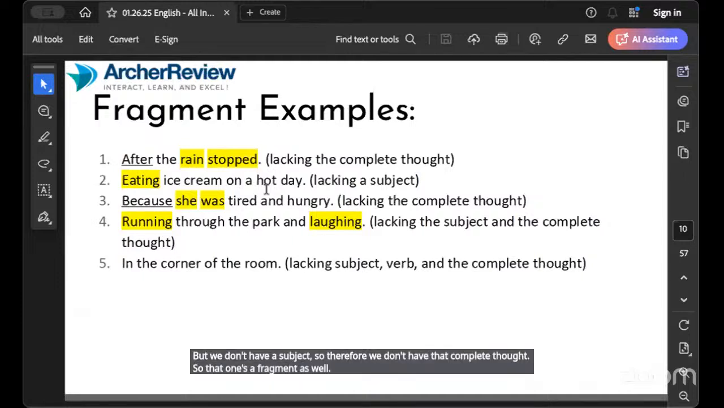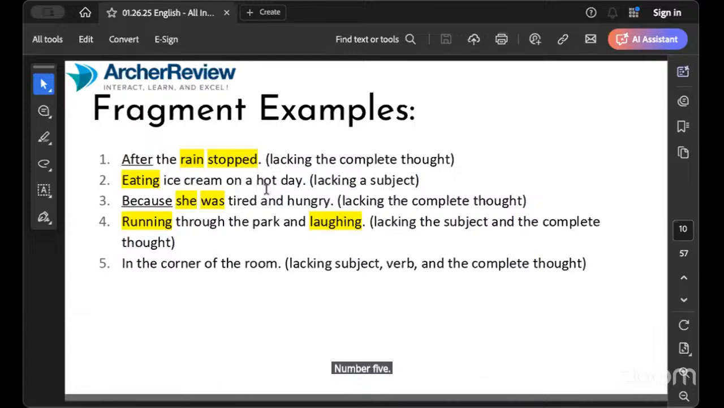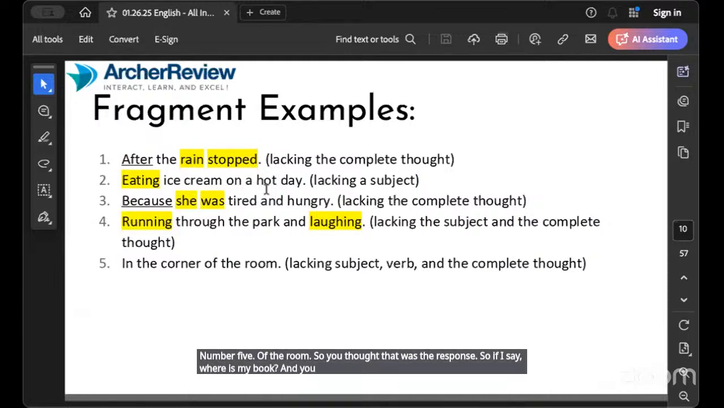Number 5, in the corner of the room. So you thought that was a response. So if I say, where is my book? And you say, in the corner of the room. But again, you're tagging it on to what was previously said. These are actually just 2 prepositional phrases that have been combined together.